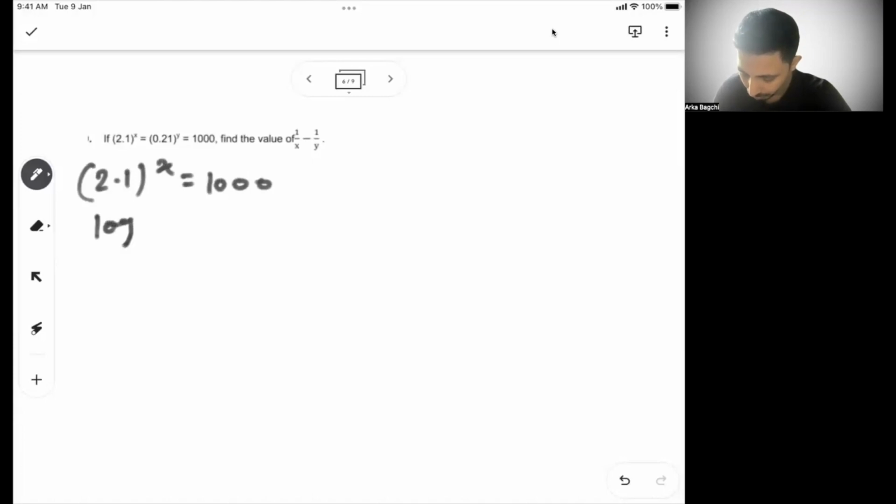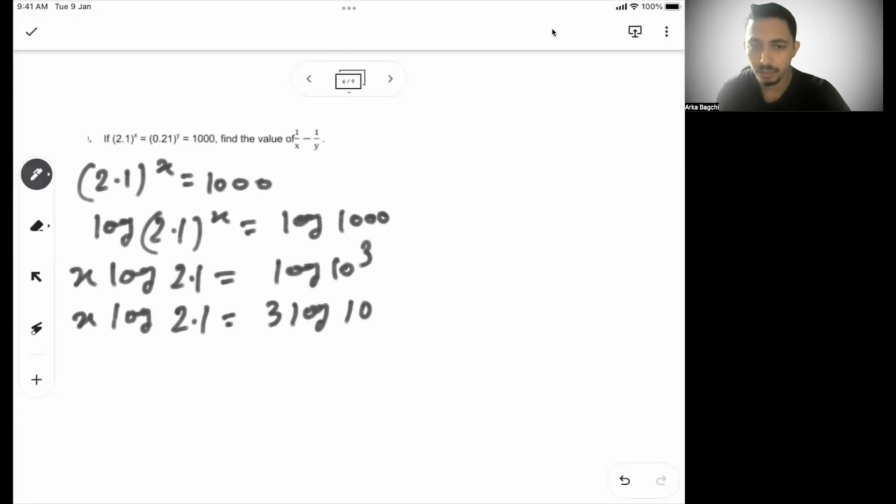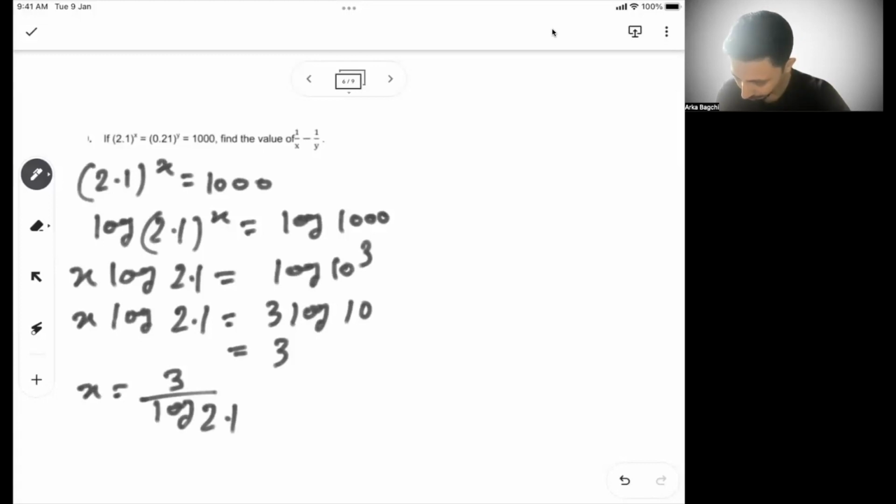So log of 2.1 to the power x is log of 1000, or I can say x log of 2.1 is equal to log of 10 cube, or x log of 2.1 is equal to 3 log 10. Now we know log 10 is equal to 1, so this is equal to 3. So can I say x is equal to 3 by log of 2.1?